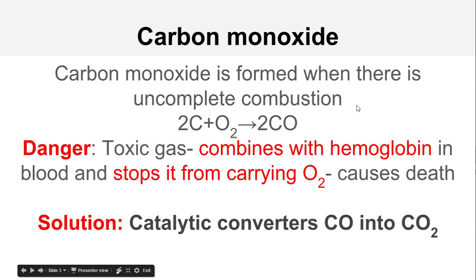Let's start with carbon monoxide. Carbon monoxide is formed when there is incomplete combustion of fossil fuel, or incomplete combustion of carbon. We mentioned the complete combustion of carbon in the past, and we said that carbon reacts with oxygen to form carbon dioxide. But when there is not enough oxygen present, carbon monoxide is formed.